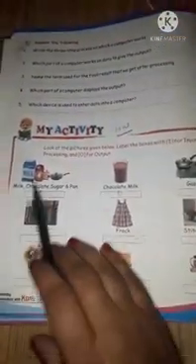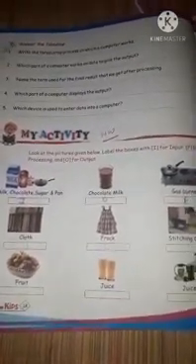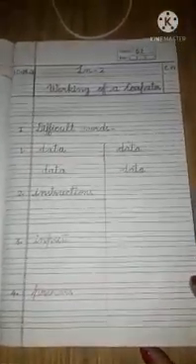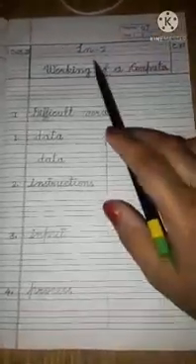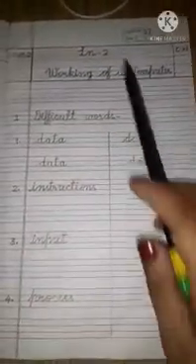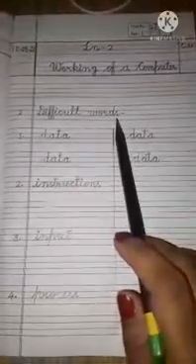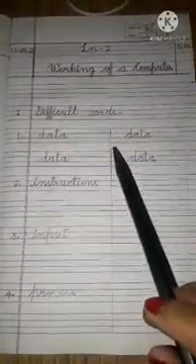Now turn your page. Now children, this question, my activity, homework, you have to do this. Now take your copy and start copy work. So children, first of all, you have to make 2-line headline and write lesson 2, lesson name, working of a computer, date, and mention class work. After headline, you leave 1 line, then start difficult words. Children, there are 8 words in this lesson.